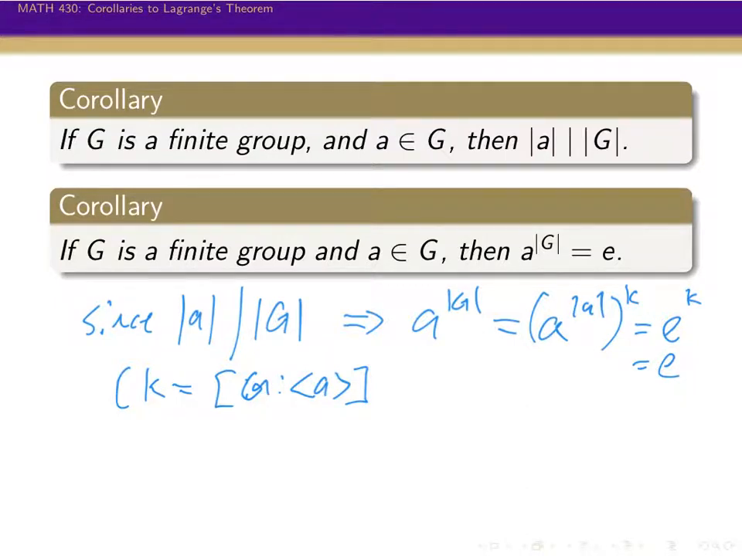Okay, and these are two very important results here, because it means that now if we have a group and we know exactly what its order is, it really cuts down on the possible orders of elements that could be inside of that group, if the only possible orders are divisors of the order of G.